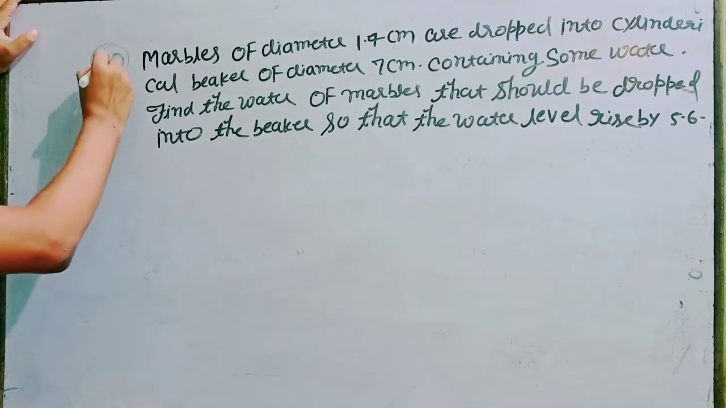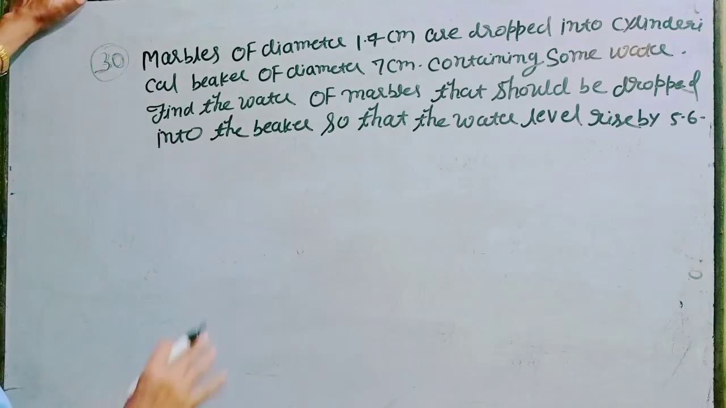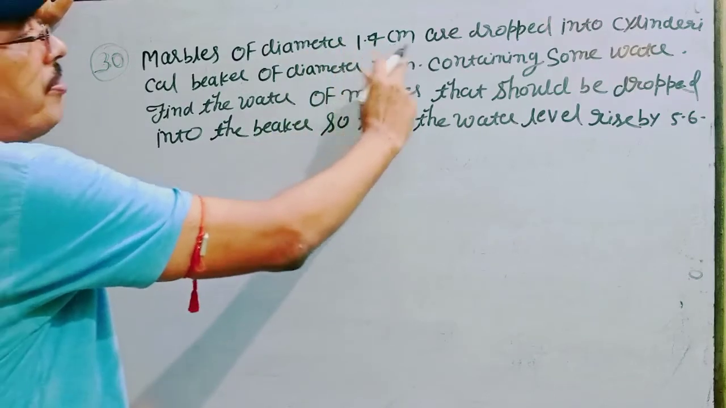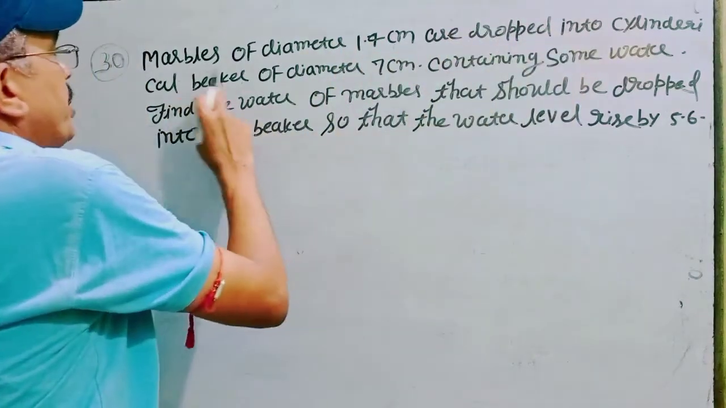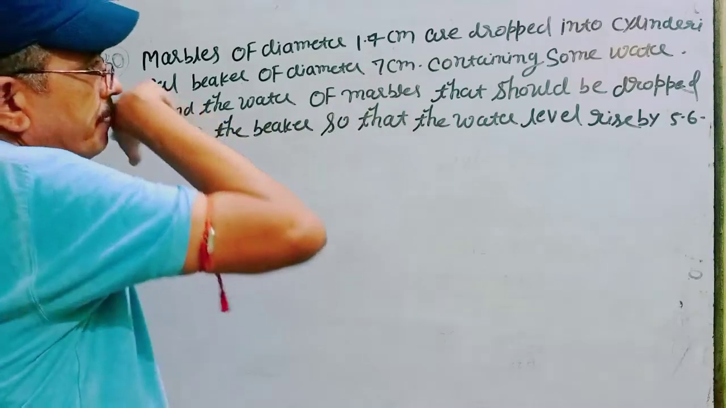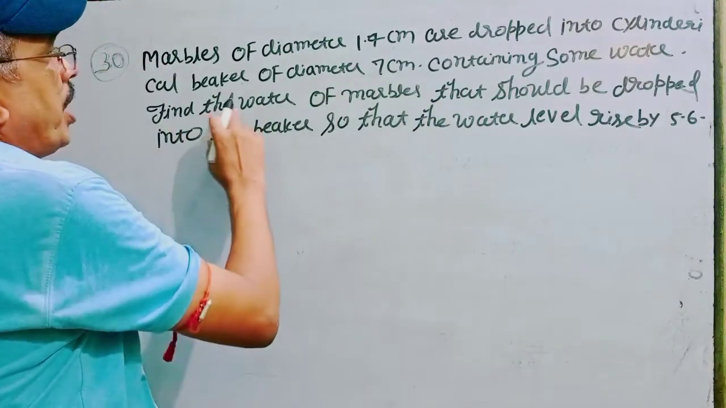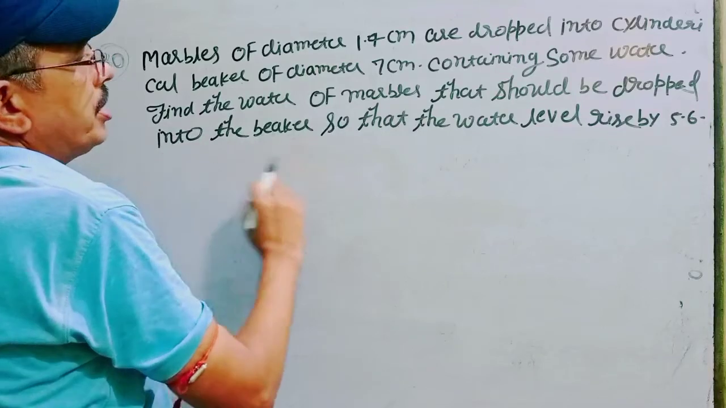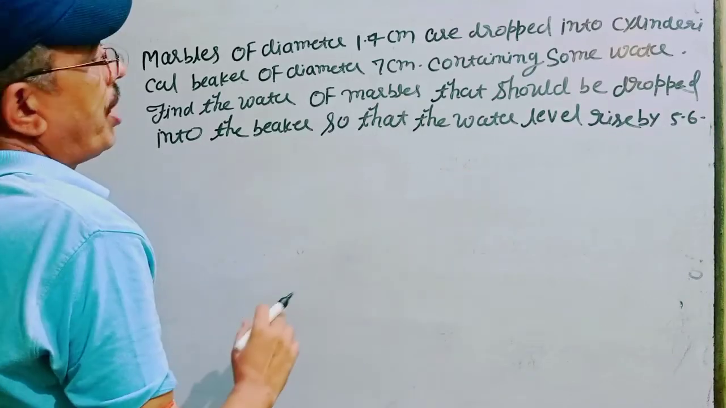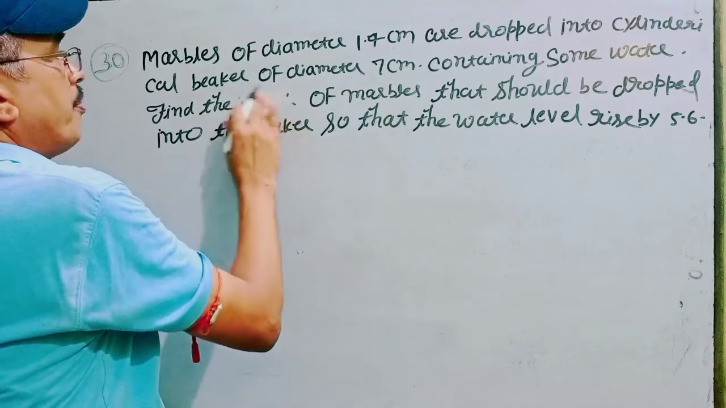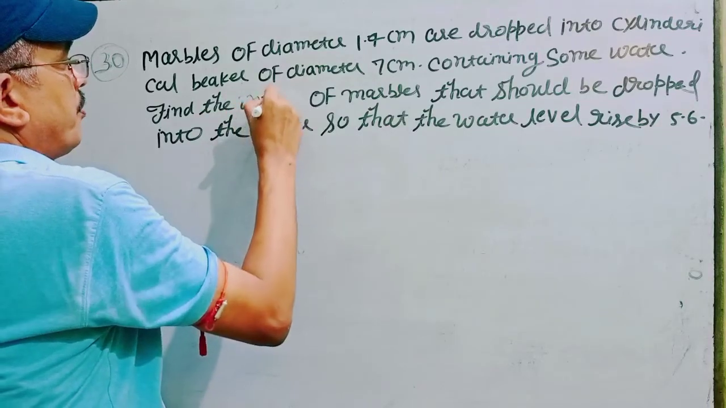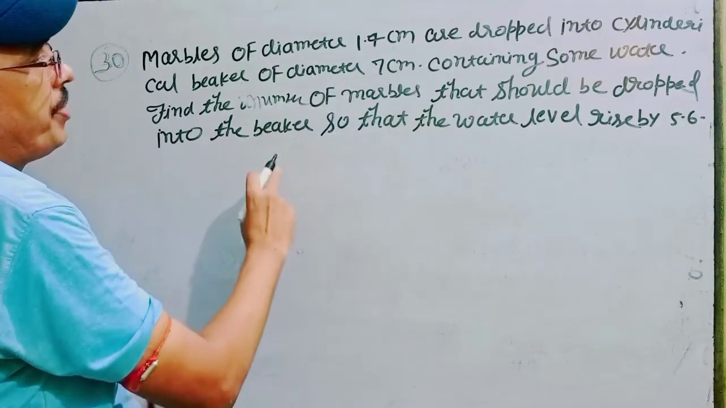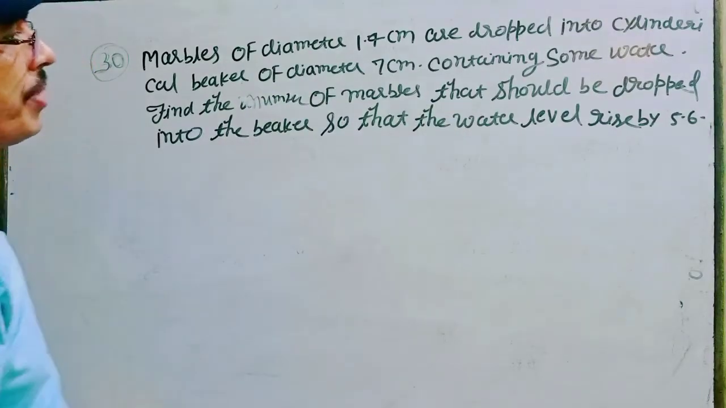Now question number 30. This question is the last question of today's session. That is, marbles of diameter 1.4 cm are dropped into a cylindrical beaker of diameter 7 cm containing some water. Find the number of marbles that should be dropped into the beaker so that the water level rises 5.6 cm.